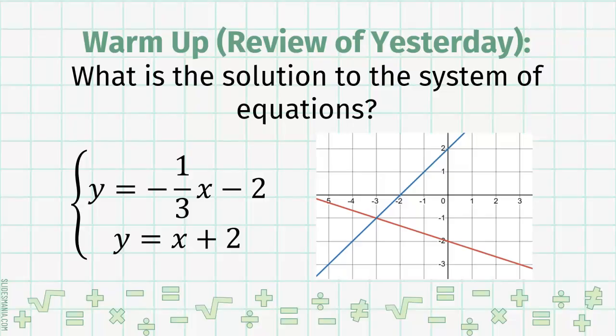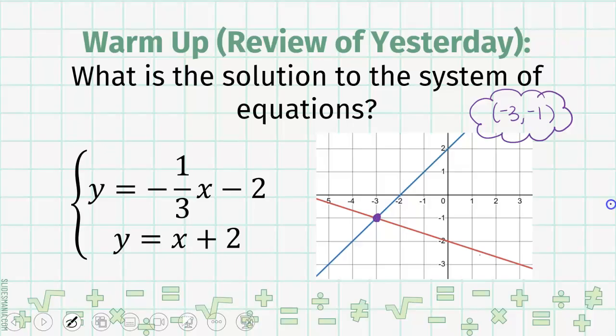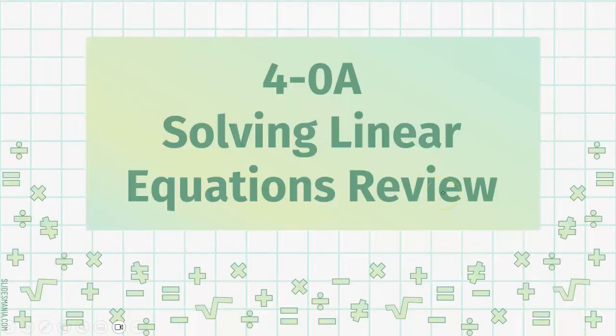Here's another review of yesterday. Here I'm giving you a system as well as a graph already. I would like for you to tell me what is the solution to this system of equations. I had the point (-3,-1). Again, be careful when you are writing points. You always have to write your x value first and your y value second. So we had to go left 3 and down 1 to get there.